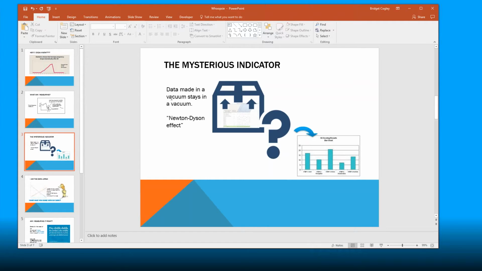So I've got where the data is kind of made in a vacuum. And I personally call this the Newton-Dyson effect. It's not a real rule, but it's just where things happen in a vacuum and you don't really see it, you don't understand it. And so this is kind of the way of saying, okay, well, what is in that vacuum? Can you identify those indicators? Because sometimes you get just these indicators, but then what is really behind those indicators? So the more you can find out, the better.